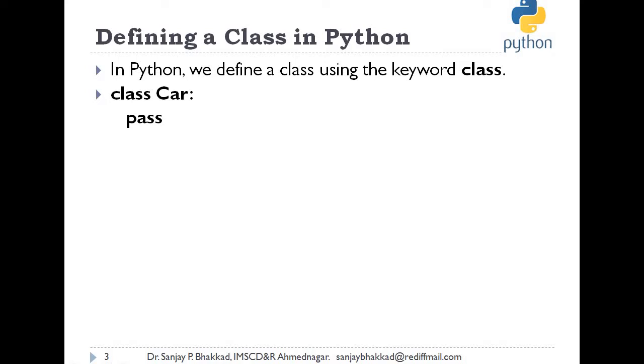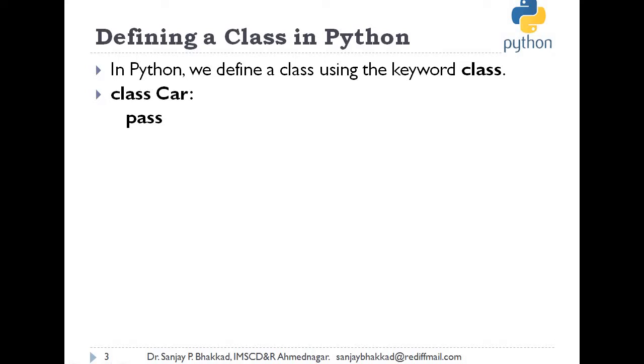So let us define our own class in Python. To create a class in Python, we start with the class keyword to indicate that we are going to create a class. Then we need to add the name of the class. Remember that while naming classes in Python, we need to use camel case notation. It is a general guideline.